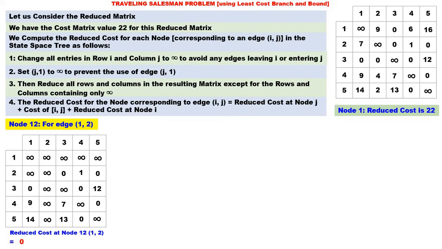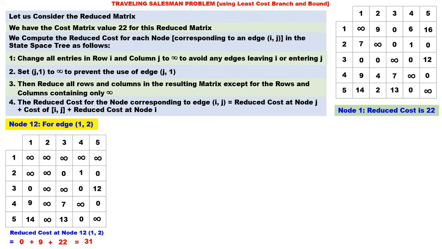Now the reduced cost for node 1 comma 2 is 0. We have to find the cost for 1 comma 2 because the edge is 1 comma 2. Therefore, the cost of 1 comma 2 in the reduced matrix. What is 1 comma 2? You see in this matrix, it is 9. So 0 plus 9 plus the reduced cost, which is 22. So 22 plus 9 is 31. So we have got the value for node 1 comma 2, it is 31.